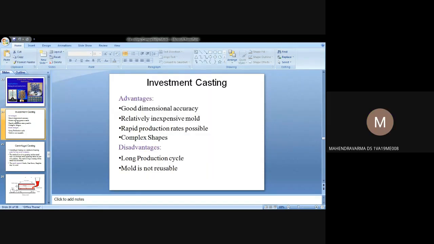Yes, sir. So investment casting. Good dimension accuracy, relatively inexpensive mold, rapid production rates, complex shapes. Whatever the complex shape is, all this jewelry, everything can be made. Dimensions will be good. Expansion will be very less expensive.